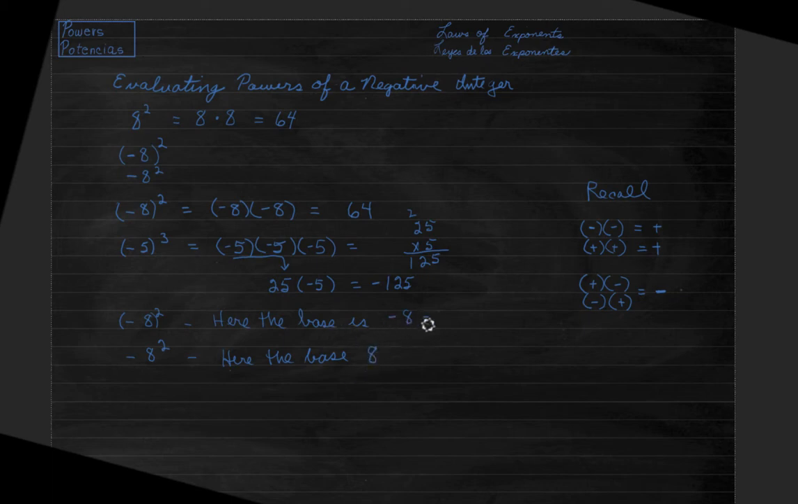Here I'm multiplying two negative 8s. Negative 8 times negative 8, which gives me a 64. Positive 64.